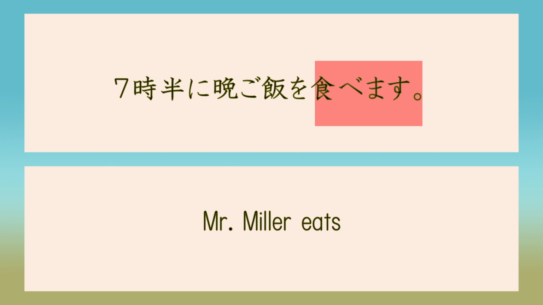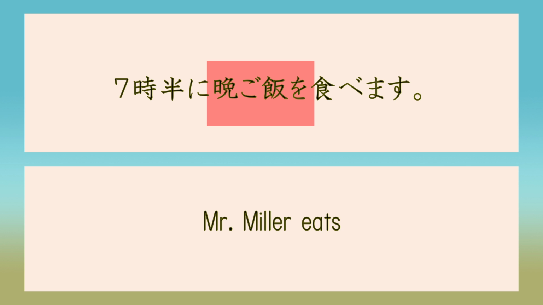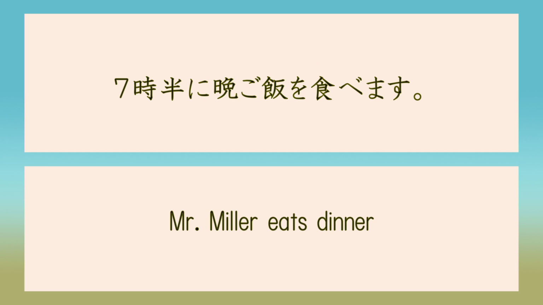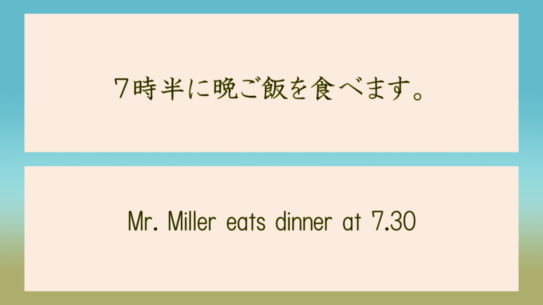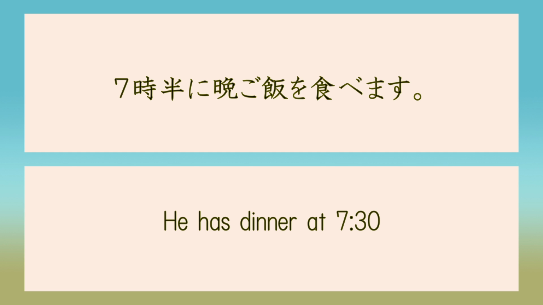Next sentence, shichiji han ni bangohan o tabemasu. So we don't have the topic in this sentence, so we are still going to use Mr. Miller. The main verb is tabemasu, so to eat. So Mr. Miller eats. Let's go backwards. Eats what? Bangohan o. Mr. Miller eats dinner. And then let's go backward. Shichiji han ni, at 7:30. So Mr. Miller eats dinner at 7:30. Apply rule number 4. He has dinner at 7:30.